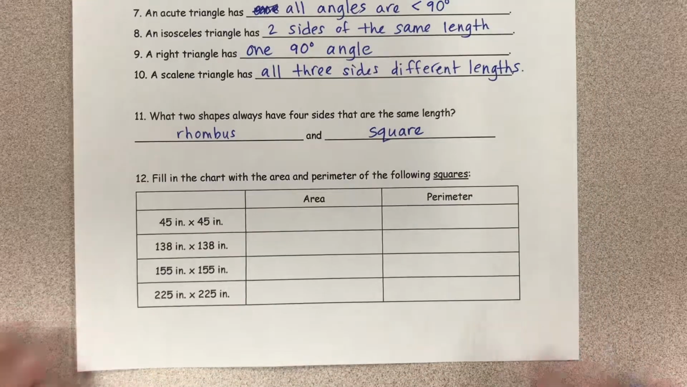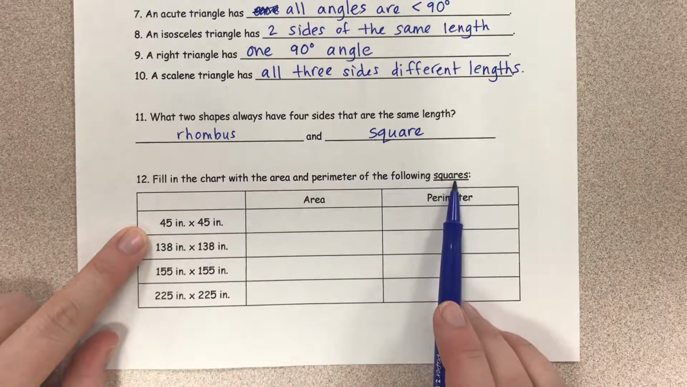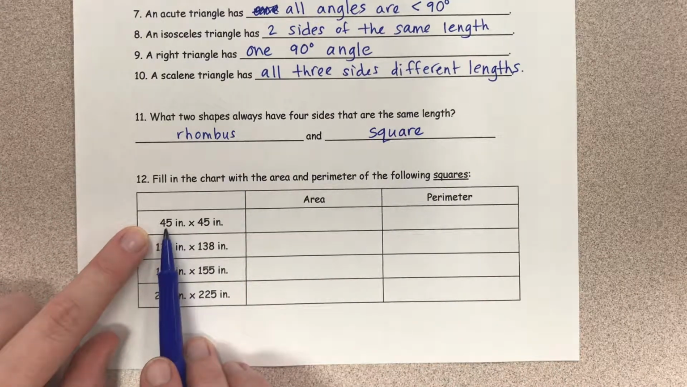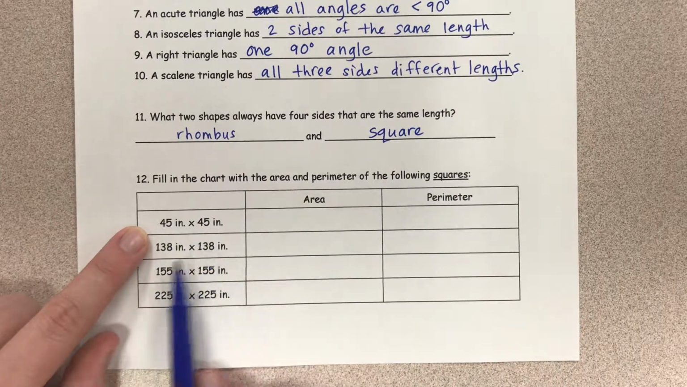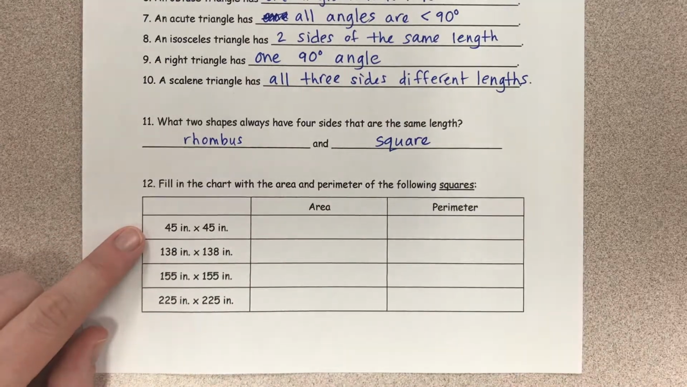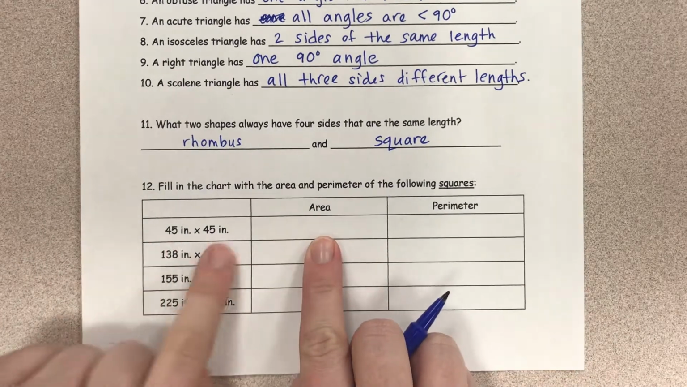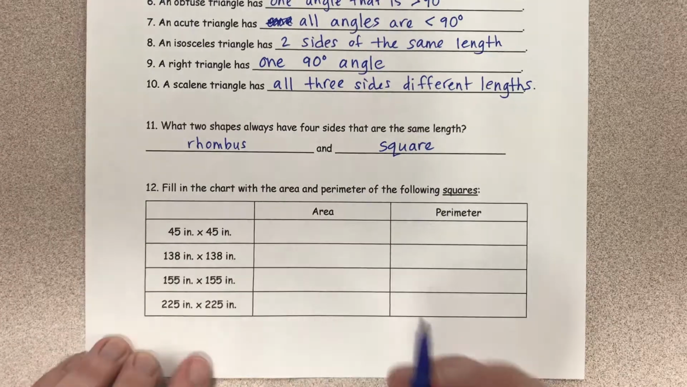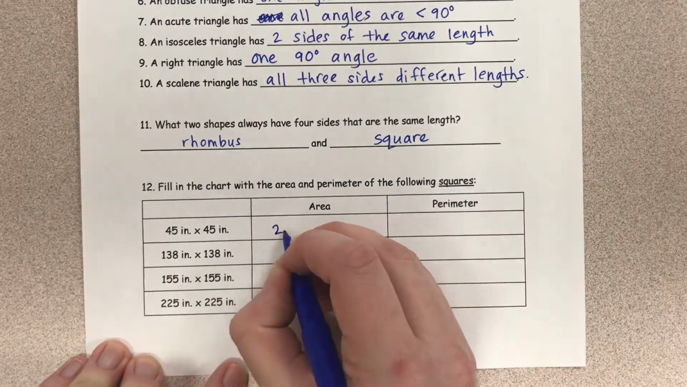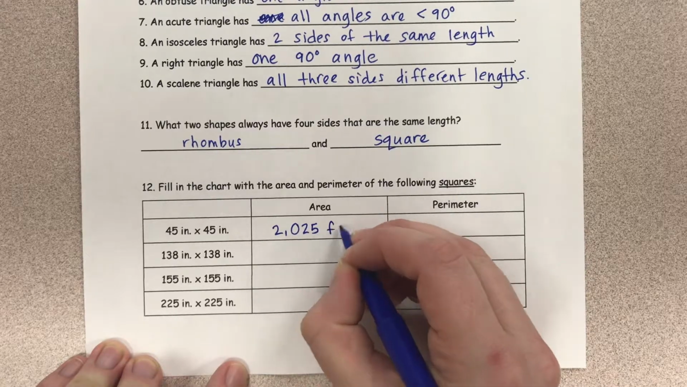All right, number 12, now we have dimensions given to us for squares. You can tell that they're squares because the length and the width are the same number. So that tells us that it's a square. And we have to find the area and the perimeter. I have already done these calculations, so I'm just going to fill it in here. 45, so to find area, we're just multiplying the length and the width. So 45 times 45 is 2,025 feet squared.